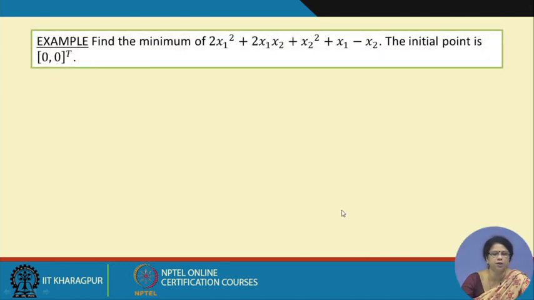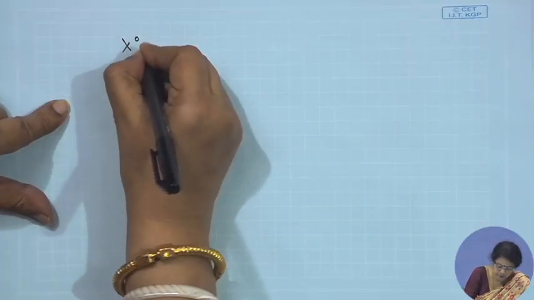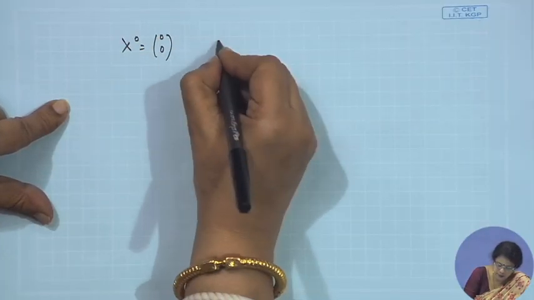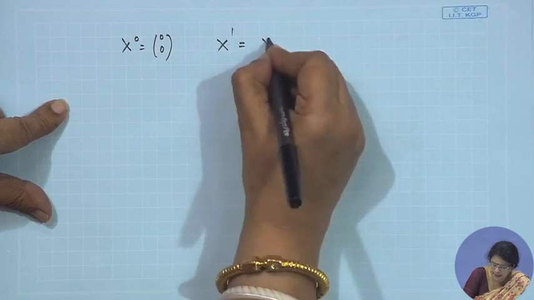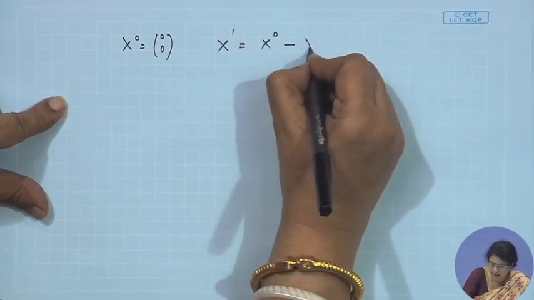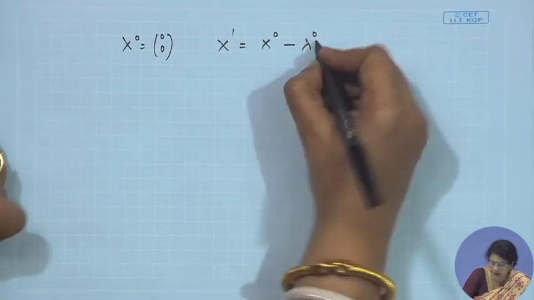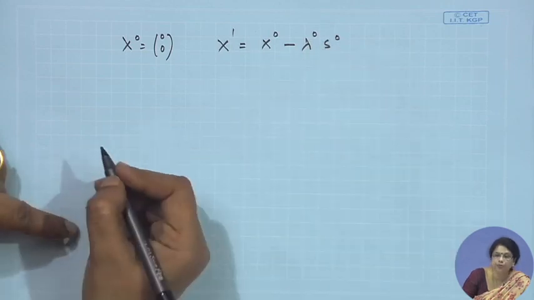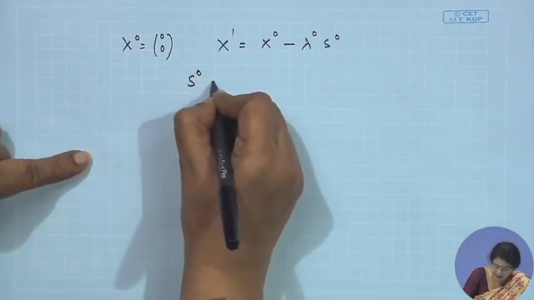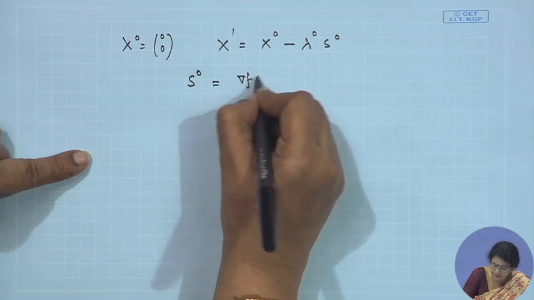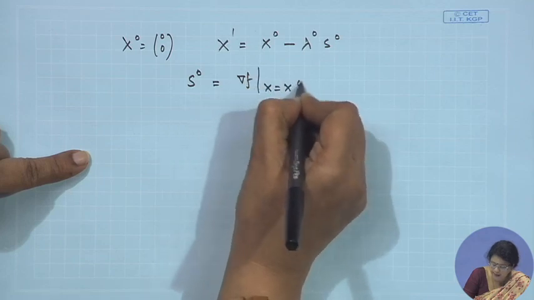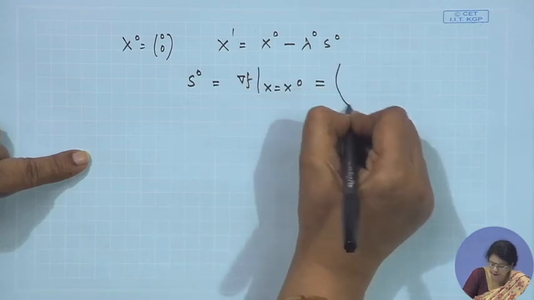Now, for this problem, if we start from 0, 0, then my x0 is equal to 0 0. What is my x1? x1 would be x0 minus lambda 0 times s0. What is my s0? s0 is equal to grad f at x equal to x0. What is my grad f from here?